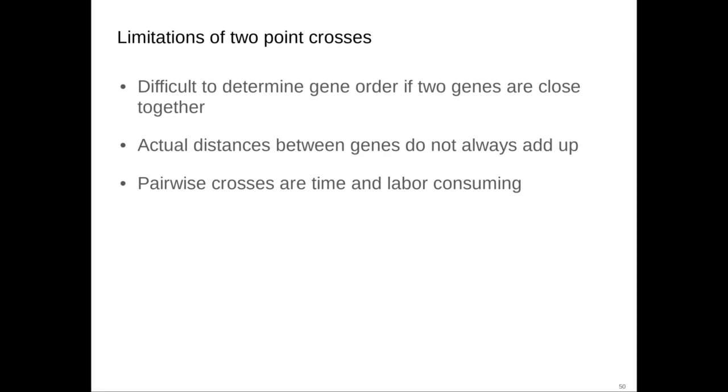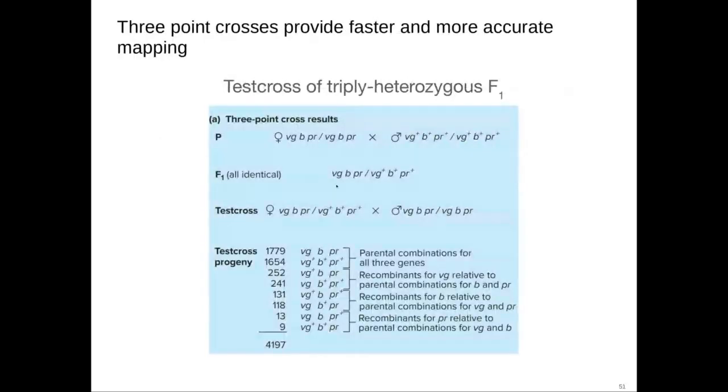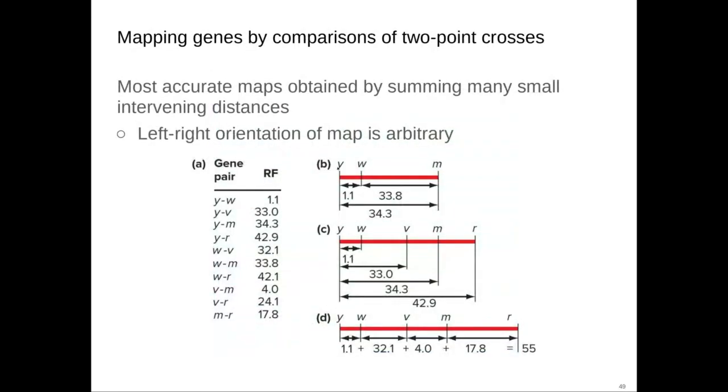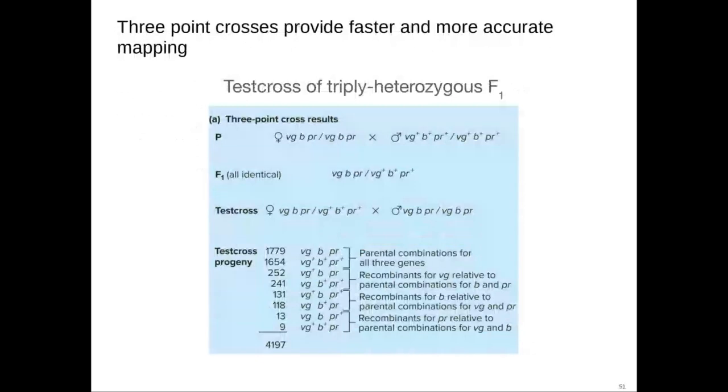Now, there are limitations to what we just discussed. To determine gene order, if two genes are close together, it's very difficult. And actual distances between genes don't always add up. So you might get the wrong answer even if you do all the things right. And pairwise crosses themselves are time and labor consuming. In this case, we were doing 2-point crosses, between W and Y. But the best way to do this is actually with a 3-point cross.